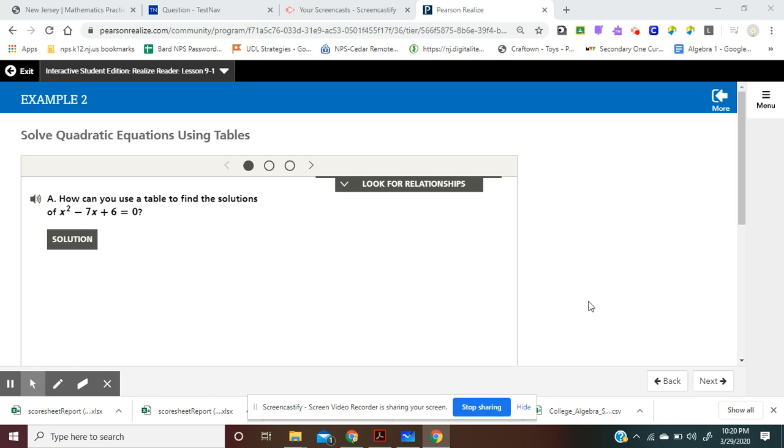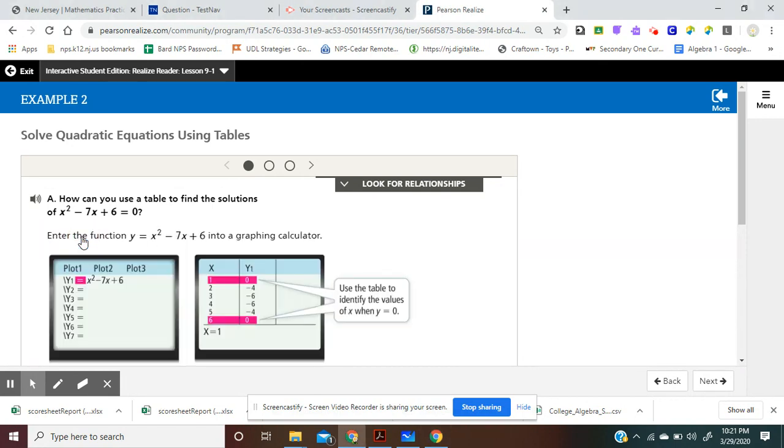Now we're going to take a look at example 2. We're going to solve quadratics using tables. So let me let the computer read the first problem to you. How can you use a table to find the solutions of x squared minus 7x plus 6 equals 0?